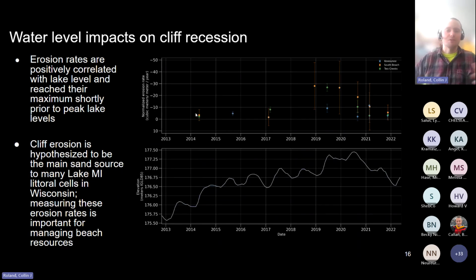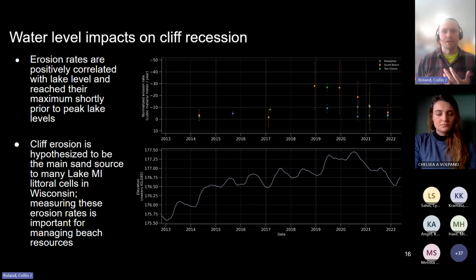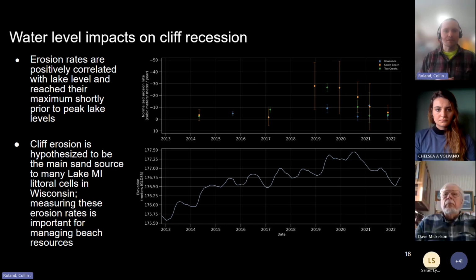The other reason to do these sorts of analyses is to quantify the erosion rates of the bluffs. Bluffs are the major supplier of sand to our nearshore system in Wisconsin. And if you want to close your sediment budget or understand how much beach nourishment you might need to do to close your sediment budget, you need to quantify the value that's coming off the bluff. So how much sand is coming off the bluff.